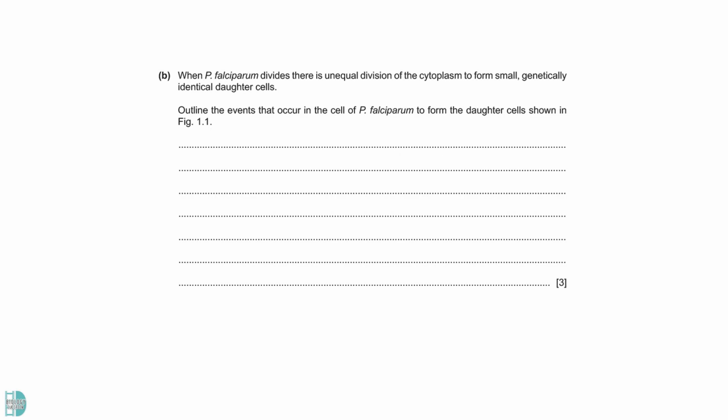B. Outline the events that occur in the cell of Plasmodium falciparum to form the daughter cells shown in Figure 1.1. Plasmodium undergoes asexual reproduction to form new cells. They reproduce through multiple fission, a unique form of mitosis. So, the events are similar to what you have learned about the mitotic cell cycle.